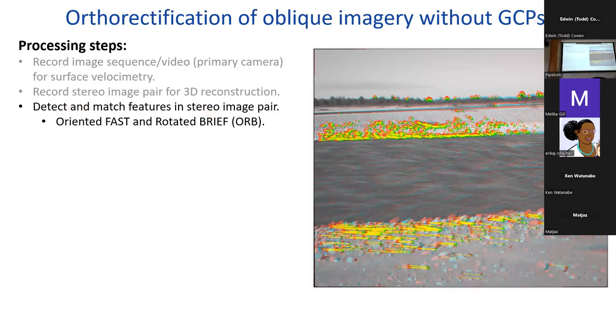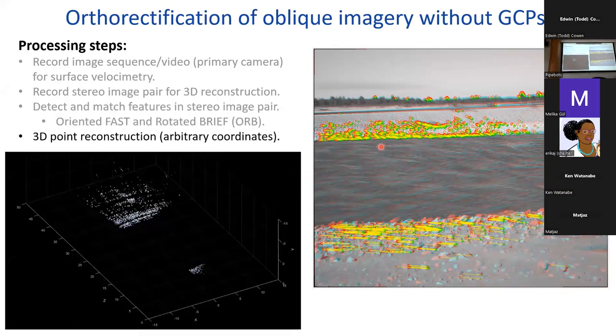We then detect and match features between the stereo image pairs. So here we're using AWP features, and so they're being picked up and matched between the two images. Both the cameras have to see targets, and from that and the matched features we're able to do 3D point reconstruction. So here you can see for the example, there are points at the near bank and scattering points at the far bank. And those are in an arbitrary coordinate system.